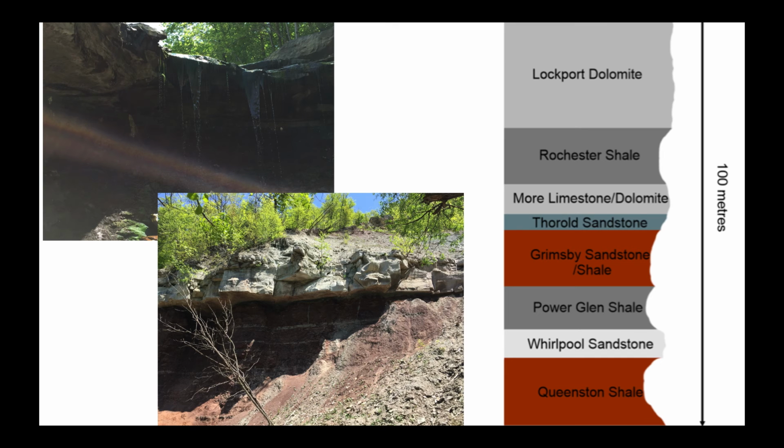Now walk a little bit further and you're even lower down on the escarpment. You will be able to see another waterfall, a much smaller waterfall, but this one allows you to view the Whirlpool Sandstone and underneath it, the Queenston Shale. You'll be able to see the Queenston Shale because it's bright red, and right above it, there's some nice, almost white, fairly robust Whirlpool Sandstone.